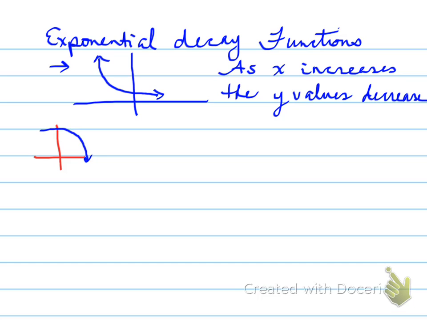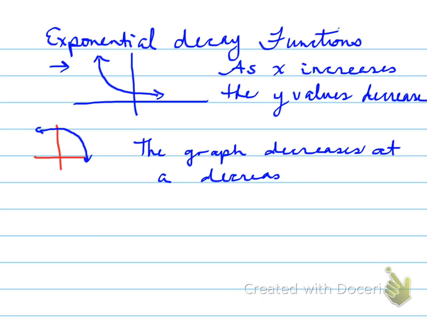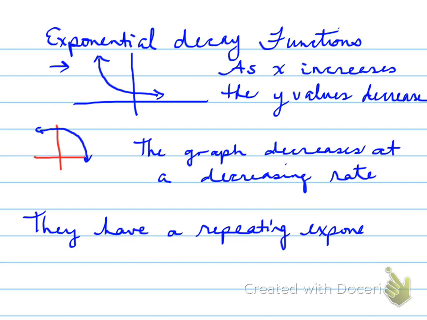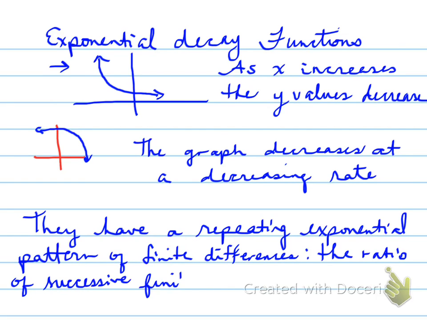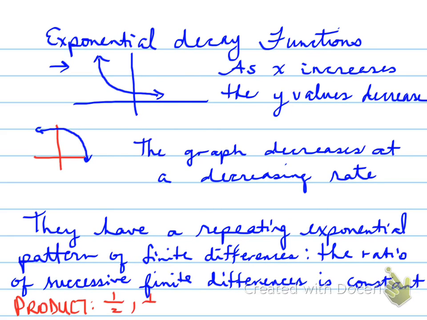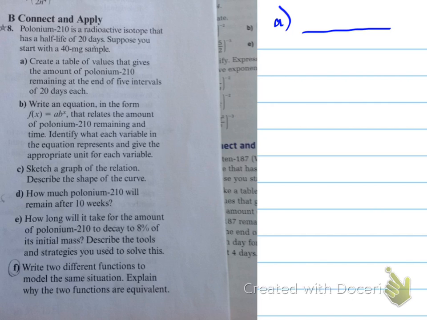Or, in this case, there's another example where, as x values are increasing, the y values are decreasing. So the y values are going down. The graph decreases at a decreasing rate. They have a repeating exponential pattern of finite differences, where the ratio of successive finite differences is constant. If you have a product, for example, if you're doing delta y, delta x, delta y, delta y, and you notice that all the values have a product of 1/2 or 1/3 or a quarter, it means the number, not the sign, don't worry about the sign, but the number itself indicates that there must be a decrease.